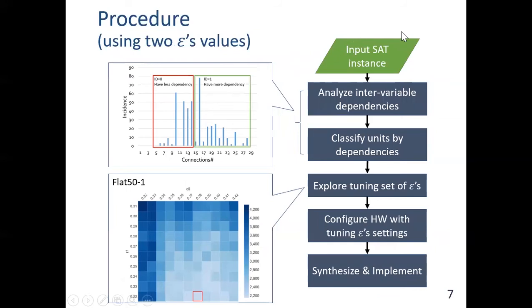In our procedure, from the input SAT instance, we analyze the intervariable dependencies by each unit and classify them into different levels. Then, for each level, we explore the tuning set of epsilon to be used. Then we configure the hardware with the tuned epsilon setting for implementation.